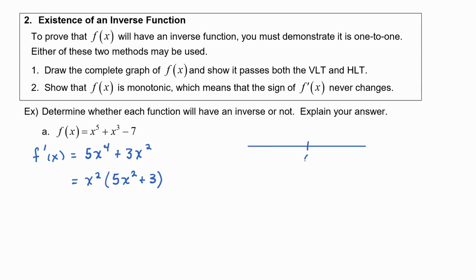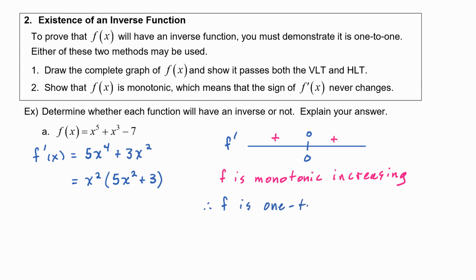So let's take a look at the sign graph for f prime. We know at x equals 0, f prime will equal 0. If we pick a number from this region, say -1, we're going to get a positive times a positive, which is positive. If we pick an x value over here, say 1, then once again we have a positive times a positive. Because f prime never changes sign, we say that f is monotonic increasing. Once we know that f is monotonic increasing, therefore f is one-to-one, and f inverse exists.